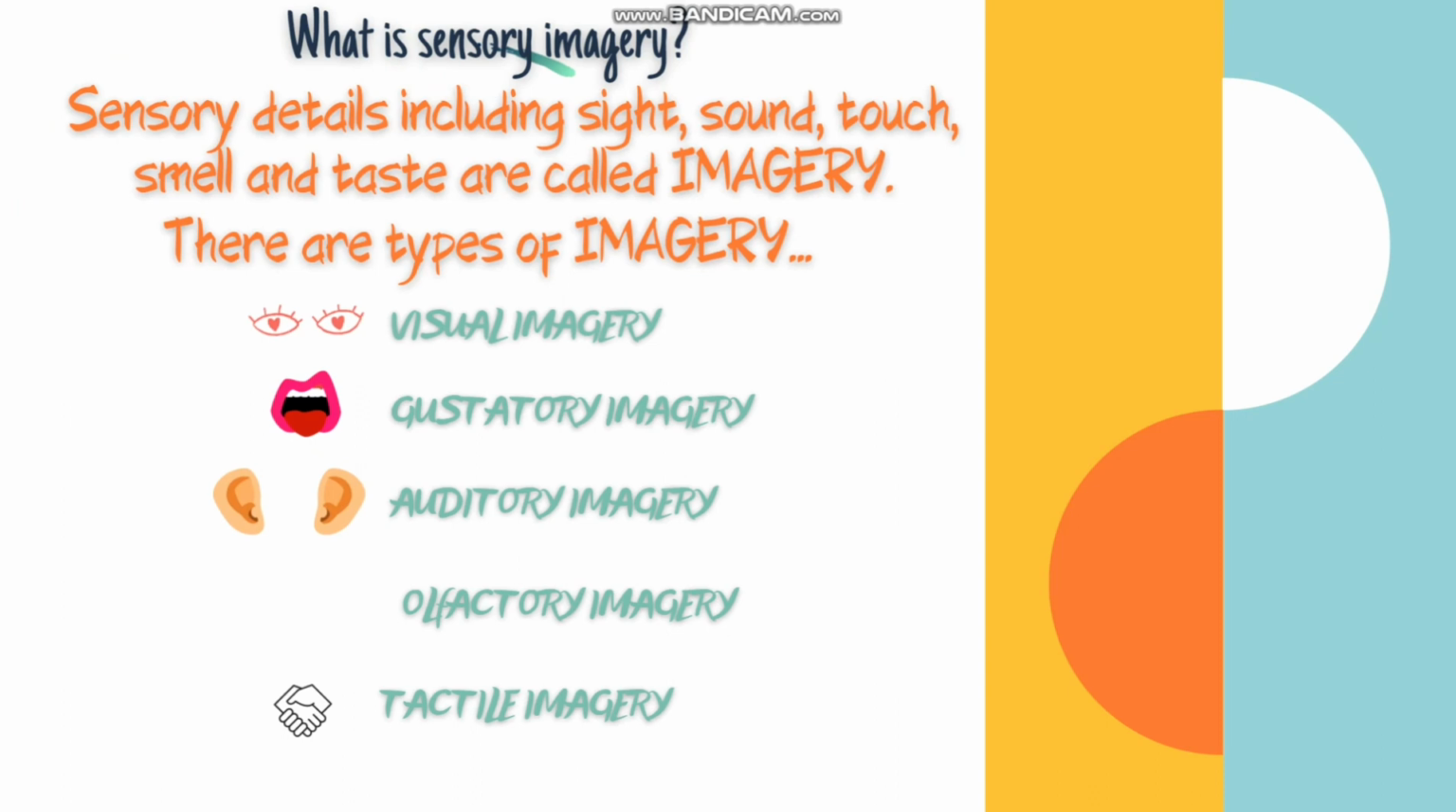First, let's have what is sensory imagery. Sensory details including sight, sound, touch, smell, and taste are called imagery. There are types of imagery. First, we have visual imagery, which is connected to your sense of sight. Gustatory imagery, to your sense of taste. Auditory imagery, to your sense of hearing. Olfactory imagery, to your sense of smell. And tactile imagery, to your sense of touch. For your information, there are 8 types of imagery.